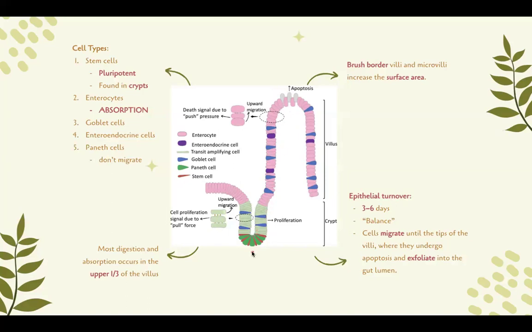This process of dividing and migrating and then shedding off is called epithelial turnover. Okay? The idea here is that you're creating a balance between making cells and removing cells, and it takes around 3 to 6 days. Now we also have other kinds of cells here in the villus or in the intestinal lining. You have goblet cells, enteroendocrine cells, and Paneth cells, and you should probably know these from histology. Okay, now why do we have villi in the lining? It's to increase the surface area for absorption. Okay.